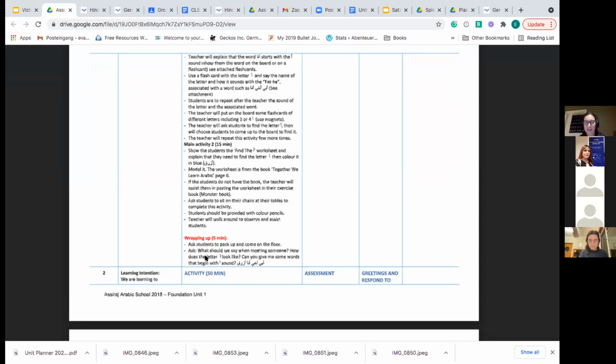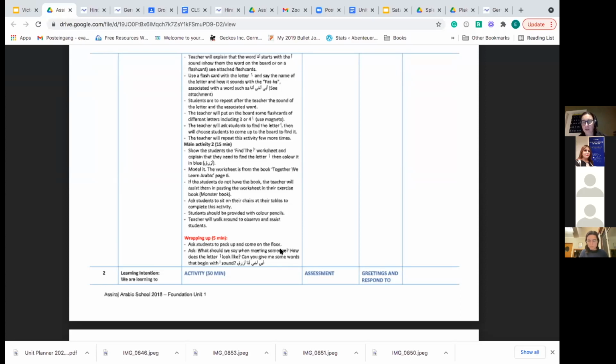So in this case, what should we say when meeting someone? How does the letter Aleph look like? Can you give me some words that begin with the sound? Yeah, so it's a wrap up, it's a reflection, it's a revision of what the students learned on that day, but it gives you really, really valid information.